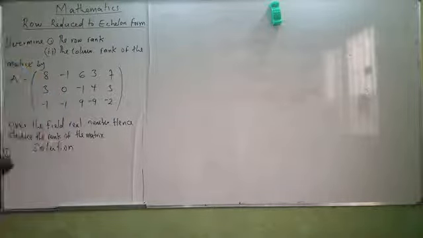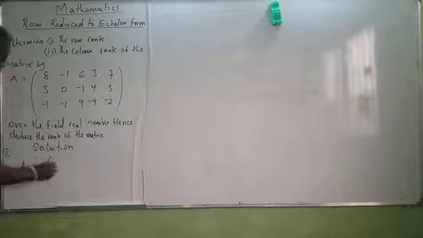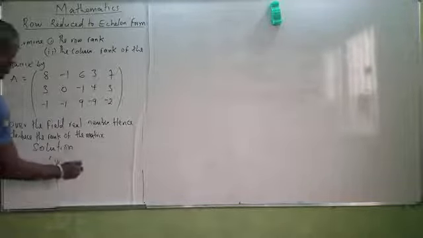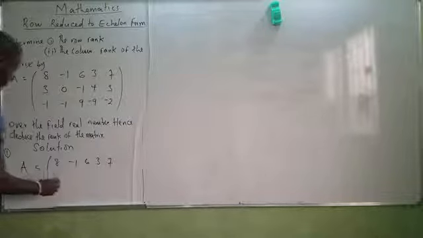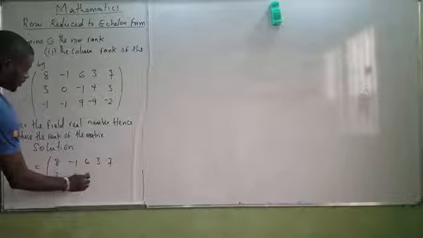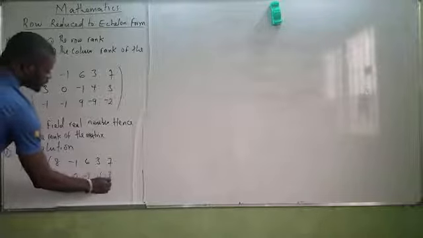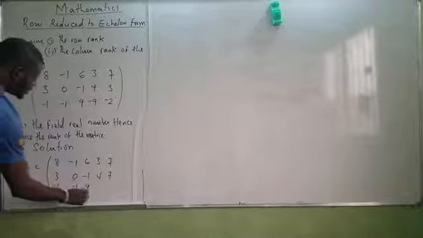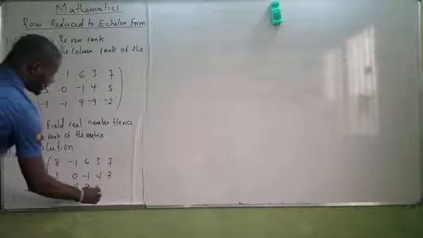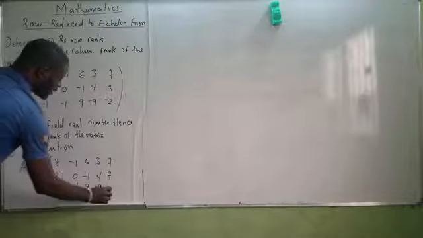Now, I will have my A equals, don't forget, 8, minus 1, 6, 3, and 7, and also 3, 0, minus 1, 4, 7, and minus 1, 9, minus 9 and minus 2.